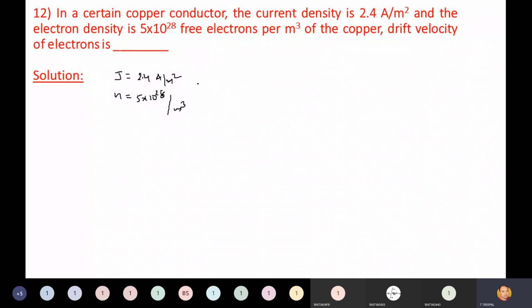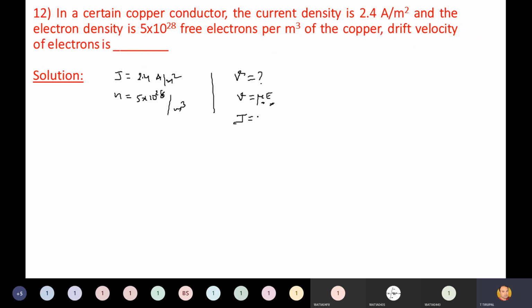Now, what to find here? We need to find the drift velocity of electrons. Drift velocity is given by what? V. So what is the formula for drift velocity in terms of J and N? Can you tell me? Actually, we know V is equal to mu E, but mu is not given here, and E also is not given. So let us go with the current density J.